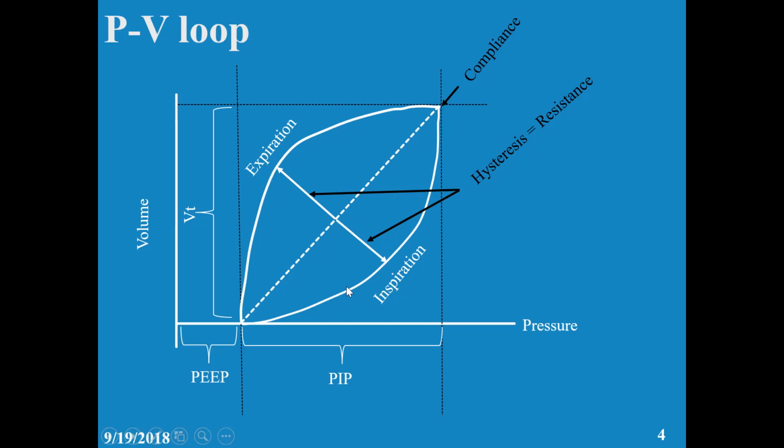And the difference, the distance between the inflation and deflation, is called hysteresis, and the hysteresis represents the resistance. This is the maximum volume and this is the maximum pressure. This is inspiration, this is expiration. It's a volume pressure loop. This is the PIP and this is the PEEP.